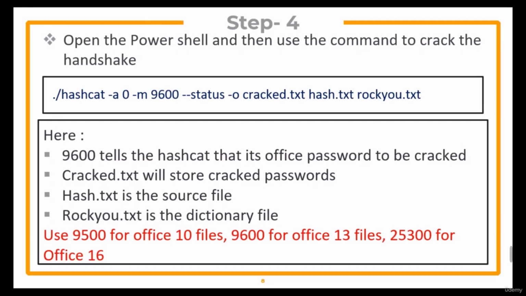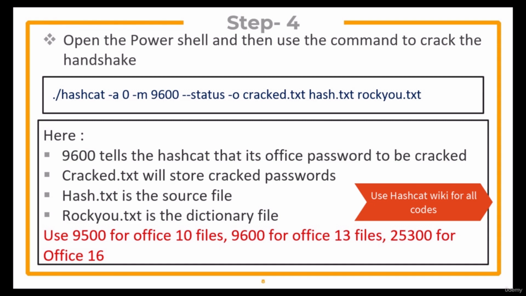Now open the hash.txt file and remove the file name from the contents. Now we need to open PowerShell and then use the given command to crack the hash. Here, the -a 0 flag tells that it is a dictionary attack. And -m 9600 tells Hashcat that it is an Office password that is to be cracked. crack.txt will store the cracked password. hash.txt is the source file and rockyou.txt is the dictionary that we have already downloaded. Now if you have Office 2010, 2013 or 2016 files, there are different codes that you must remember or you can search for them on Google.